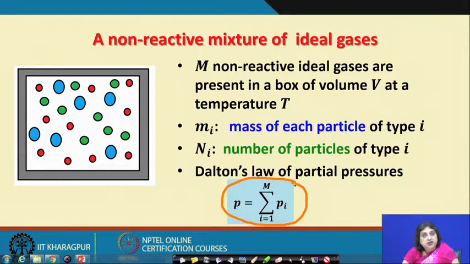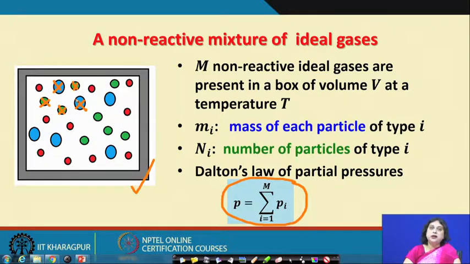Now, what is the definition of Pi? Pi is if I had the same box of volume V maintained at the temperature T, but not having this mixture, let us say that it is filled with only the red molecules. So, these molecules will not be there. Then if I could measure the pressure of this gas, this would be P1 for the red gas, which I give an index of 1.